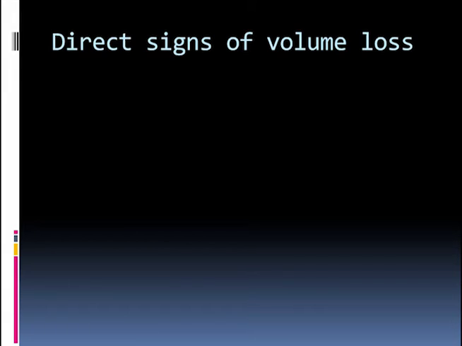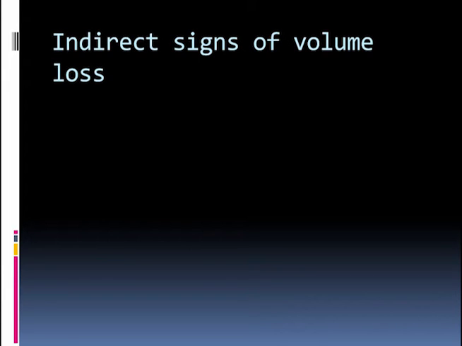So there are different signs of volume loss. There are direct signs and indirect signs, and you have to look for these when you see consolidation of any kind. So the direct signs of volume loss are movement of a fissure. That's the only direct sign there is. If you see movement of a fissure out of its normal position, then there is volume loss in that lung.